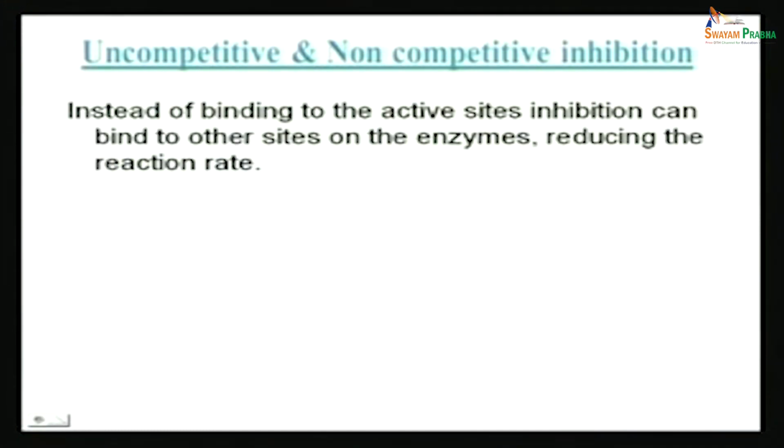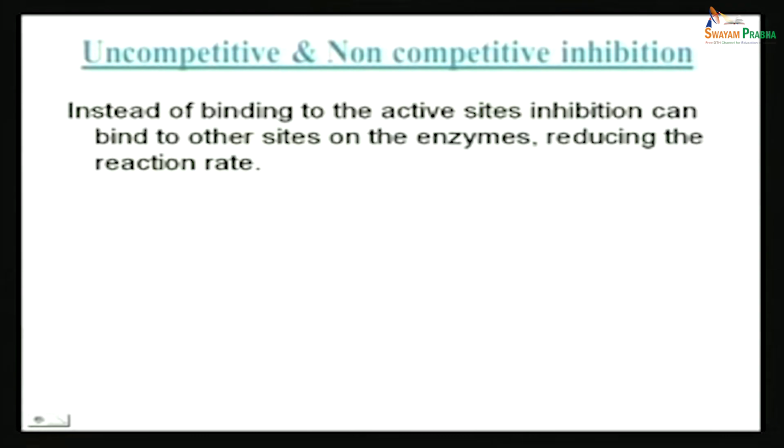So what happens is the inhibitor in uncompetitive inhibition, instead of binding to the active sites in the enzyme, goes and binds in other sites of the enzyme. It doesn't bind necessarily to the active site, it goes and binds in other sites. And you might ask, well, how does it hurt? The reason is it forms an altogether different complex. That is how it hurts.